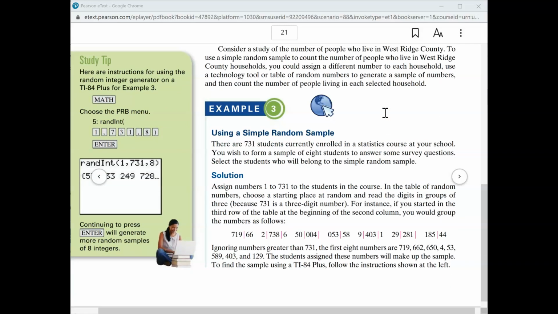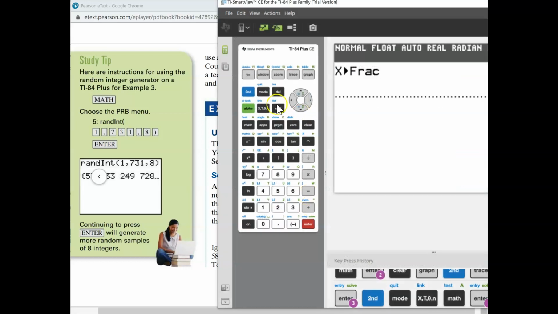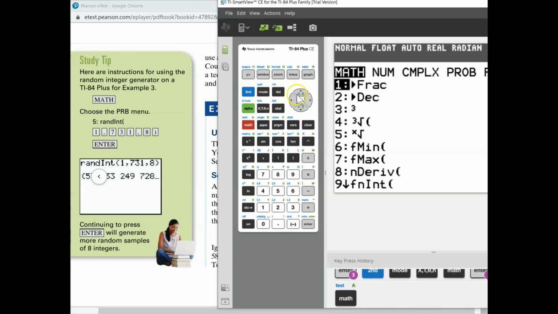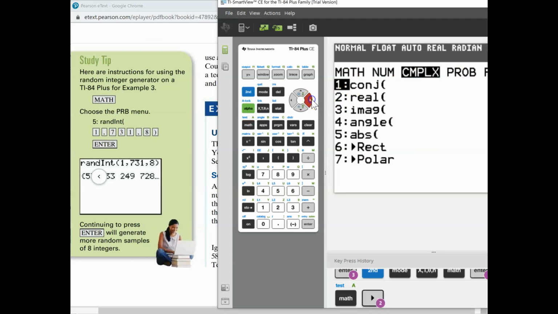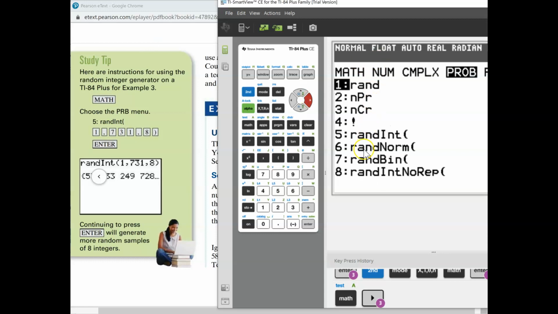Another way to do this is with your calculator. Let me show you that. So here is an emulator for your TI-84. If we click Math, there's a lot of good things in this Math menu. We're going to click over to Probability, and then you have this right here. You can click down to Random Integer.